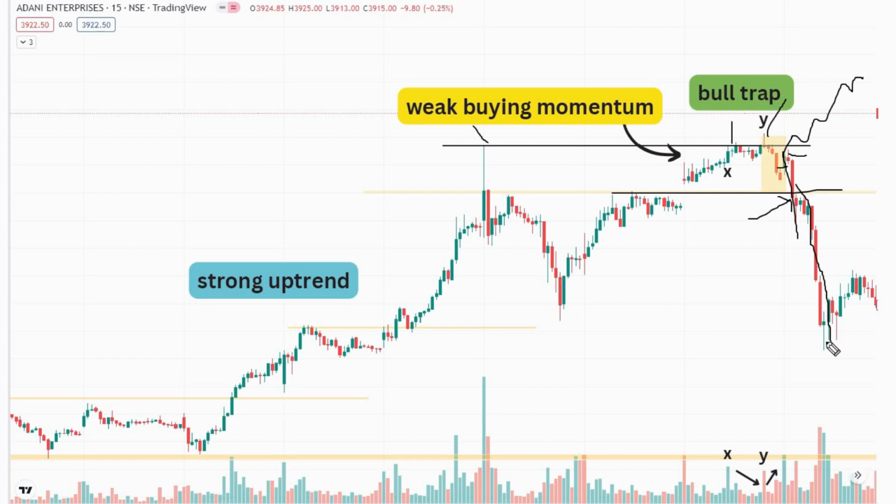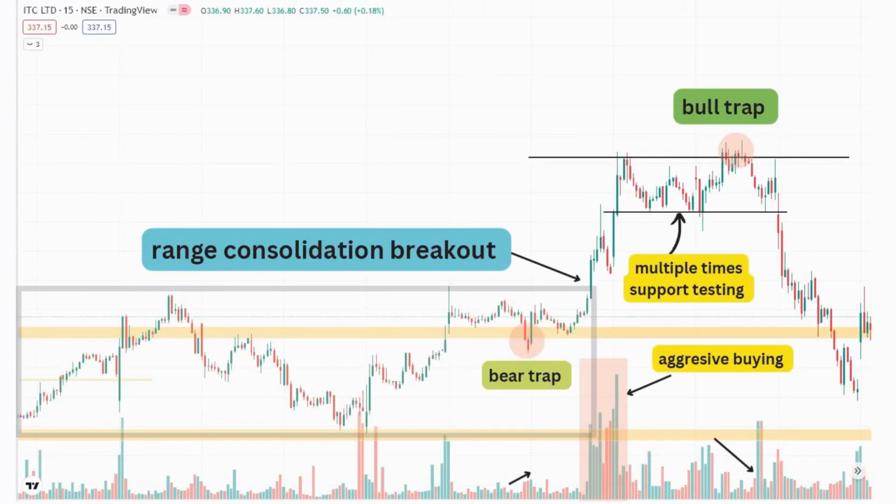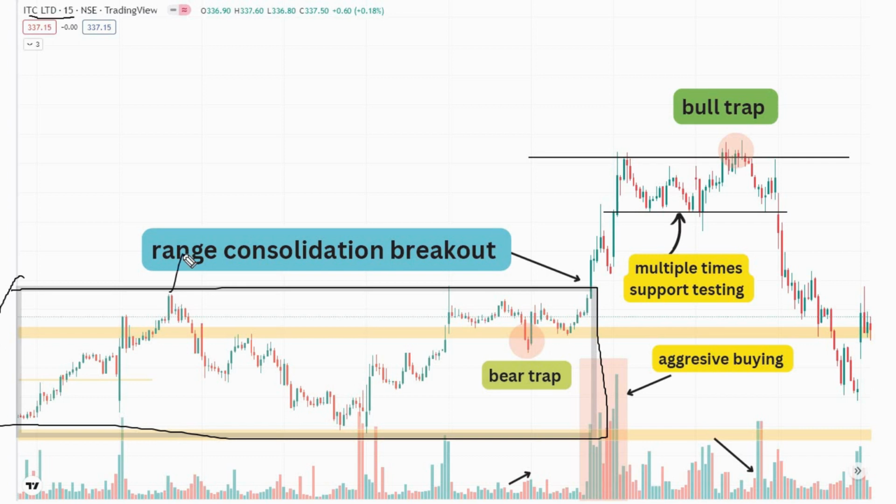Okay, so I hope you got something very, very important learning from this chart. Now we will look at another example. This is the chart of ITC Limited on 15 minutes time frame. So as you can see, ITC is in a trading range. Okay, from here sellers push the prices towards the downside, but from these levels buyers got very much interested, and they again defending these levels push the prices towards the upside.